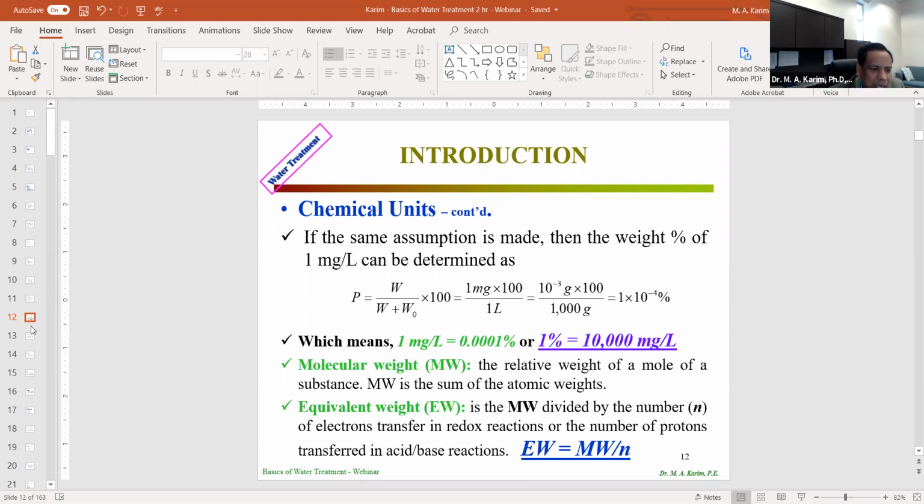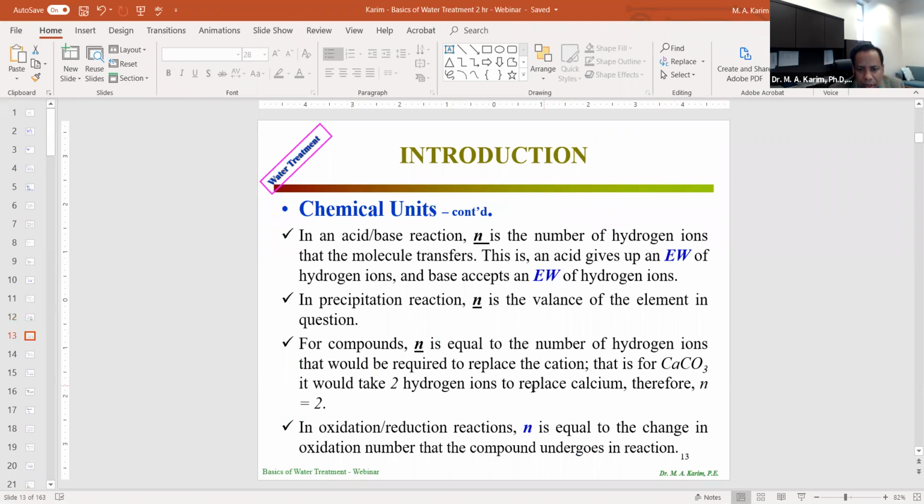Now I'll explain the n values. I have a little bit here. So there are 4 scenarios in which the n value can be used or calculated. In an acid-base reaction, n is the number of hydrogen ions that the molecule transfers. And in a precipitation reaction, n is the valence of the element in question. For compounds, n is equivalent to the number of hydrogen ions it requires to replace the cation.